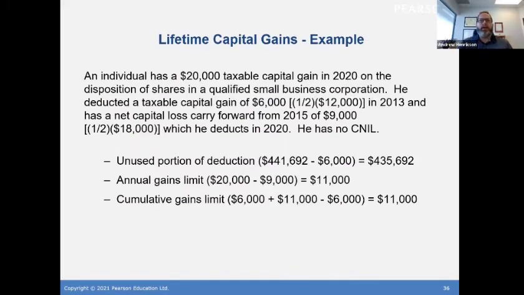So let's go ahead and have a look at this in an example. So we can have a look at a scenario and see how we would calculate these. So in this case, we have an individual. They have a $20,000 taxable capital gain in 2020. So make sure you're really clear in these problems that you know what number you're looking at. Read the questions carefully so that you know what you're dealing with. So when it says taxable capital gain, that means we've already cut it in half.